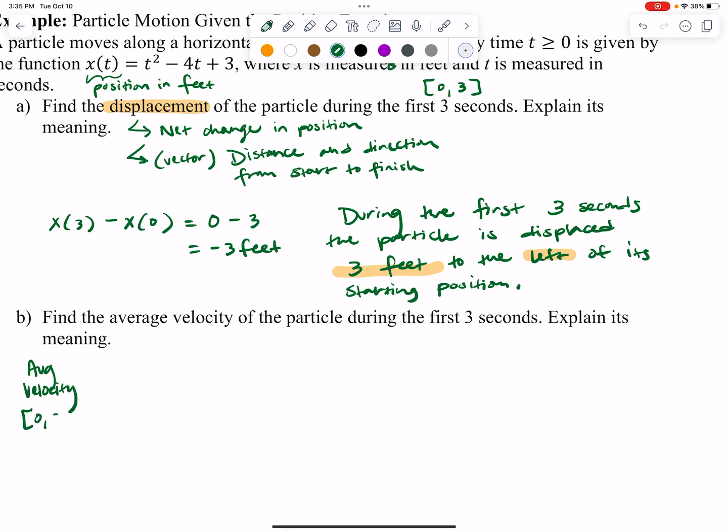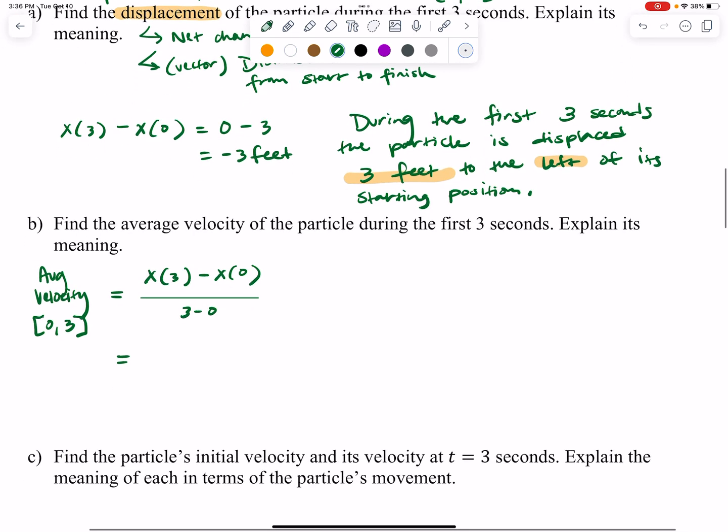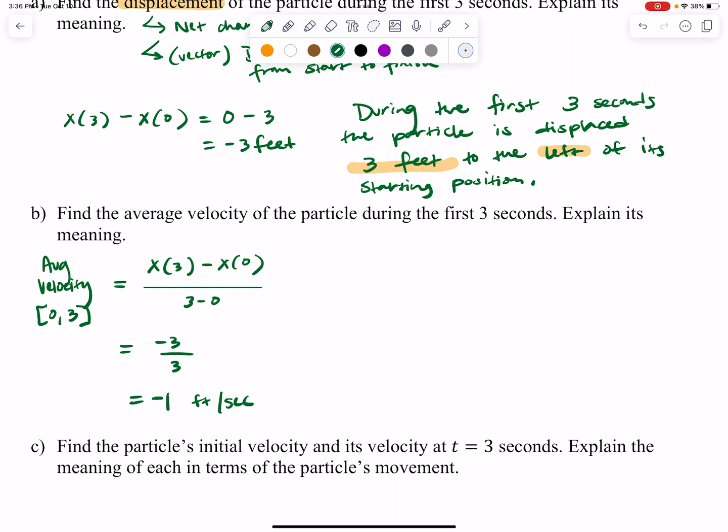Average velocity over those first 3 seconds would be change in position, displacement, divided by change in time. So 3 minus 0. We've already calculated displacement, -3, divided by 3. So we get -1. And the units would be feet per second. An easy way to check that is the units for displacement, or that change in position, would be feet. And then time is being measured in seconds, so feet per second.